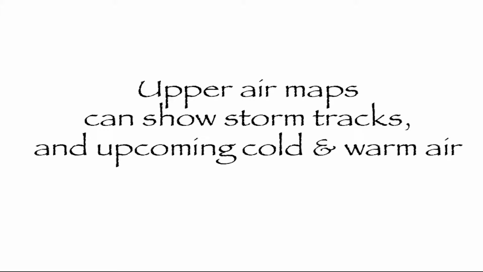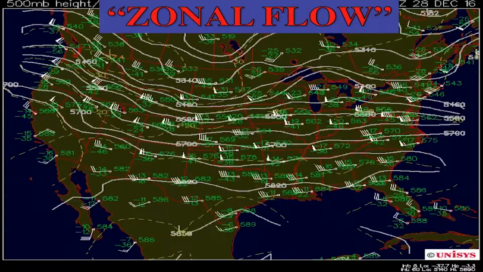Upper air maps can show storm tracks and upcoming cold and warm air, like I've said. There's two different types of flow patterns across the United States. This one that you're looking at here is called zonal flow. Notice how the lines are basically going from California straight across the country to the East Coast, left to right. You see the wind barbs are lined up perfectly with those lines. Weather moves very quickly in this kind of scenario, and weather changes can occur daily, if not every other day.